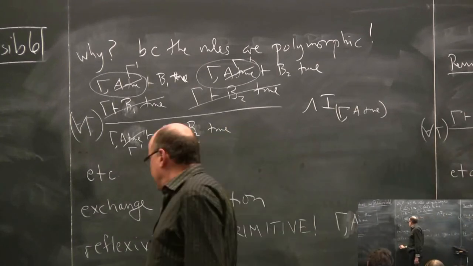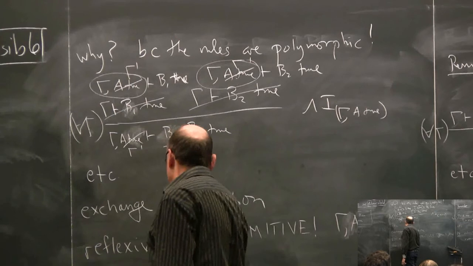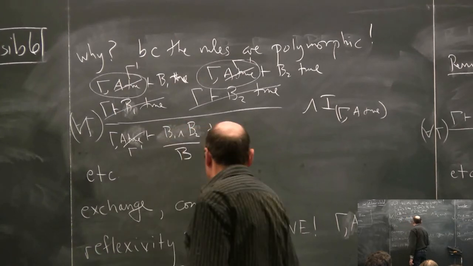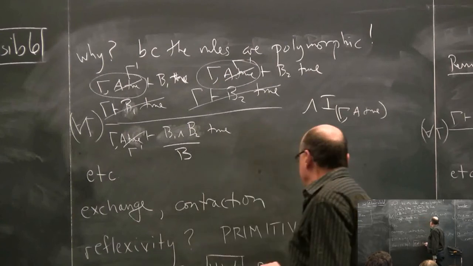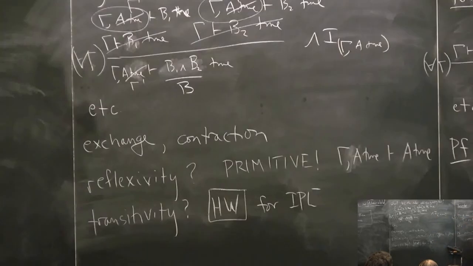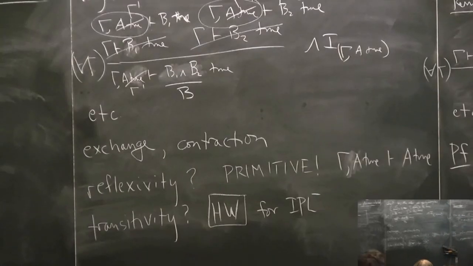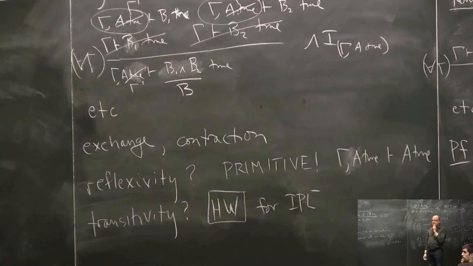And what about transitivity? And this I will leave as a homework. This is a homework. Prove transitivity. And I would say, for the sake of your sanity, just do it for IPL minus, okay? The negative fragment, because that's enough to give you the main points, yes?